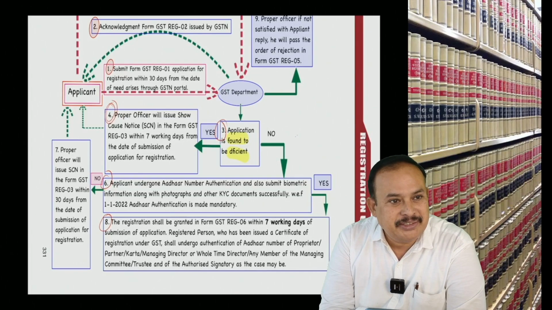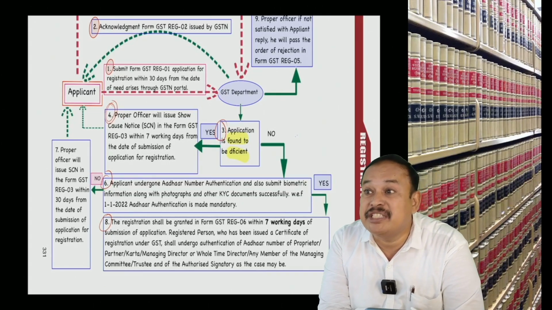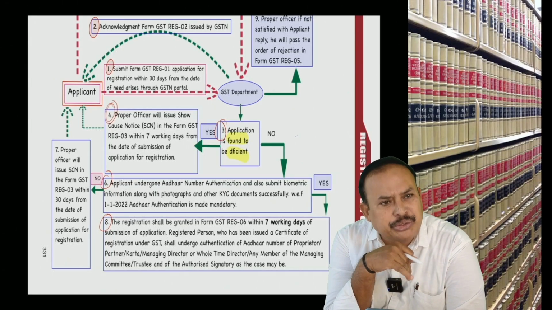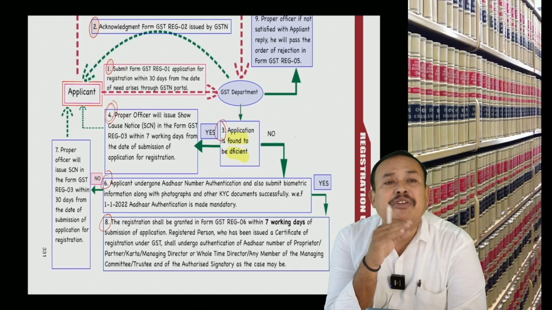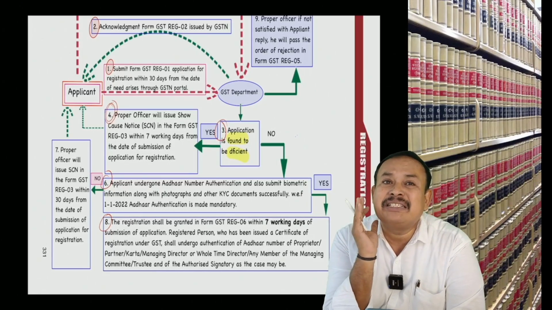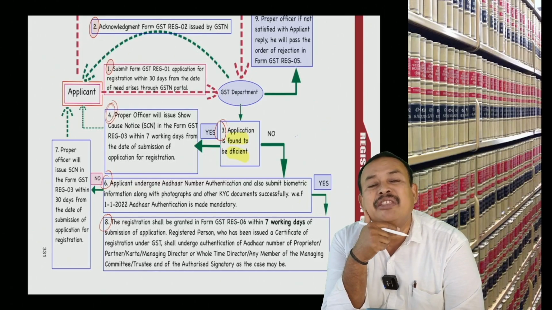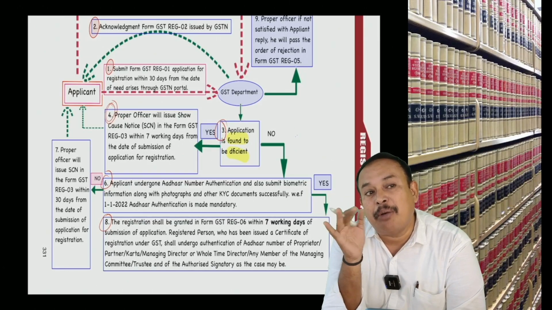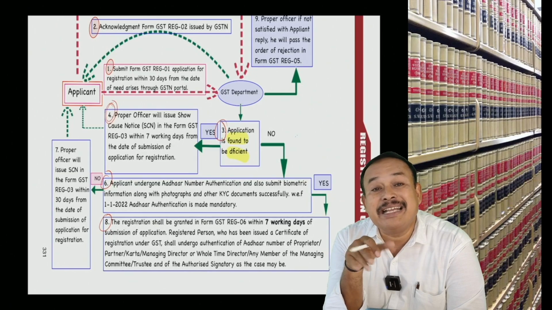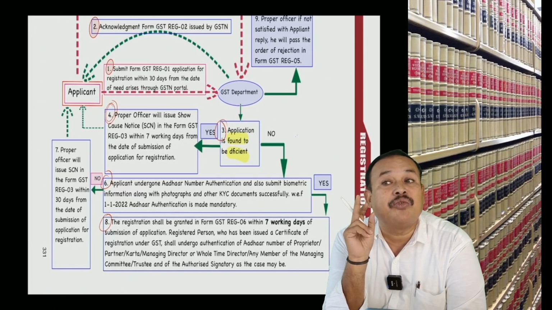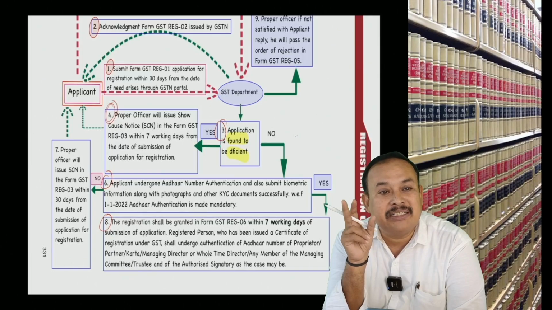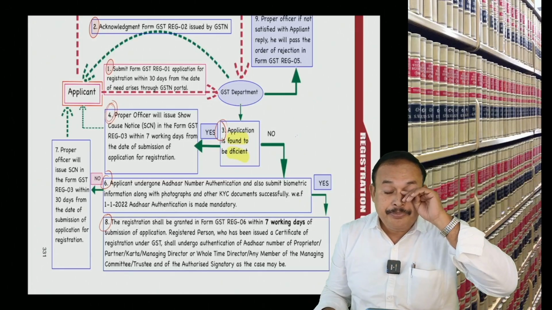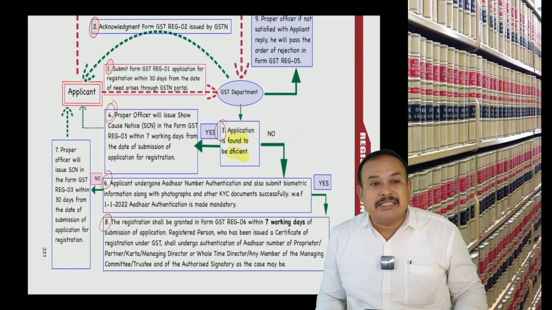If the department is satisfied, then the department will grant the certificate of registration in Form GST REG 06. Suppose even after the show cause notice is issued to you, the department is not satisfied with your reply. You may not reply, or you may give an incomplete reply. The department is unhappy with you. What will the department do now? They will pass the order rejecting the application for granting registration, in Form GST REG 05. Order of rejection of application for registration is Form GST REG 05. Now, got the clarity?